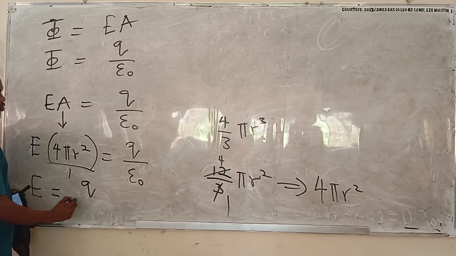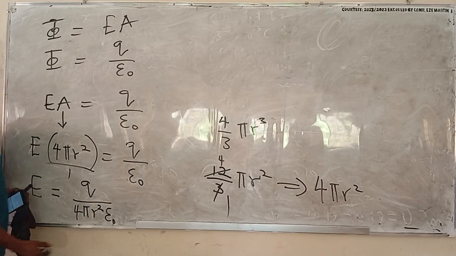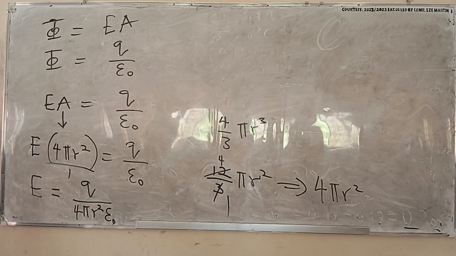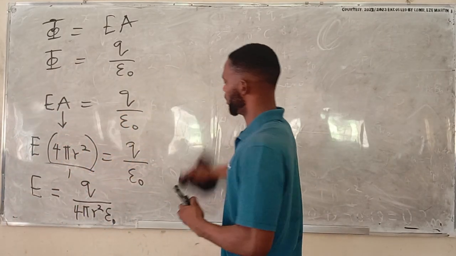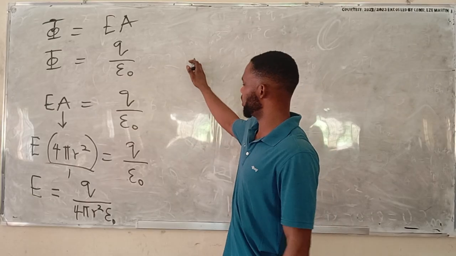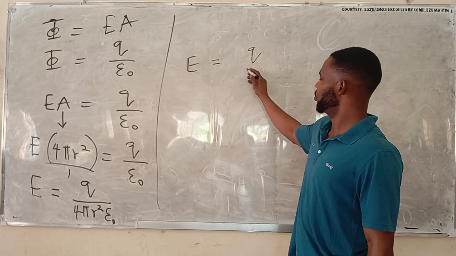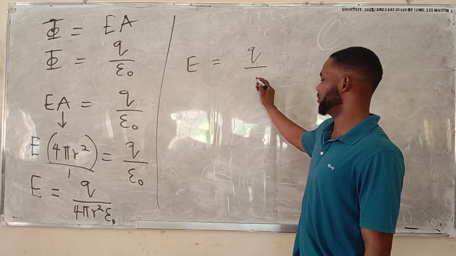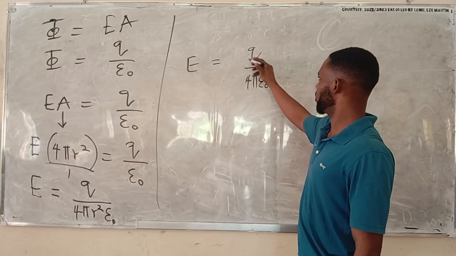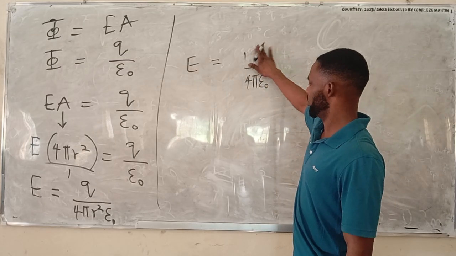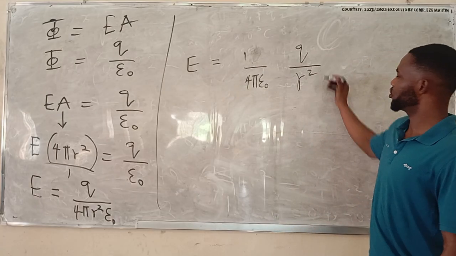So I'm now going to have Q over 4 pi r squared epsilon naught. Is it not true? So I can easily now have this to be the section I say E equals Q over 4 pi epsilon naught. There's one invisible one here. Then I have Q over r squared.